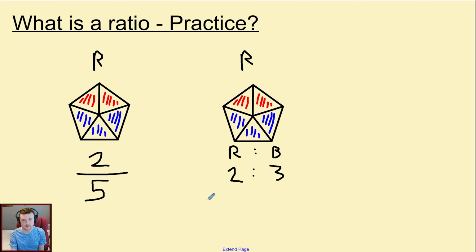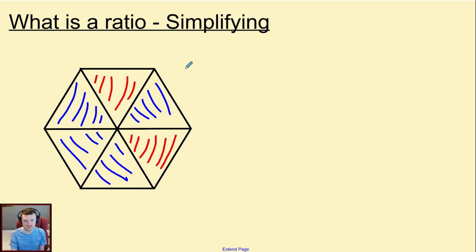I could have 1 and 4, 5 and 7. Rather than this, where this doesn't mean 2/3. This is actually 2/5 of the whole thing, and this is 3/5 of the whole thing, because to get the denominator, you would add both of these together, and that would give you the start of your fraction. Okay. So we can also simplify ratios just the same.